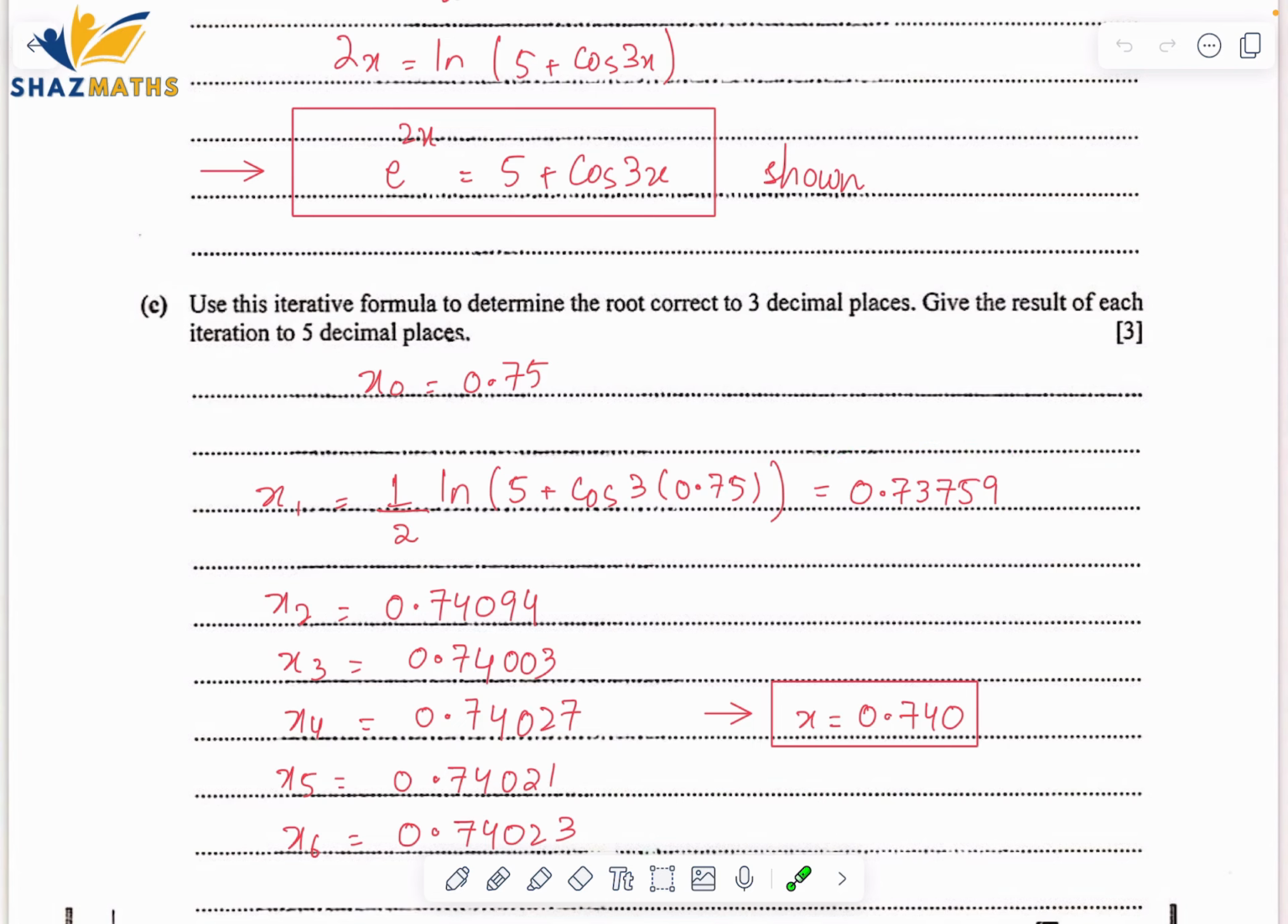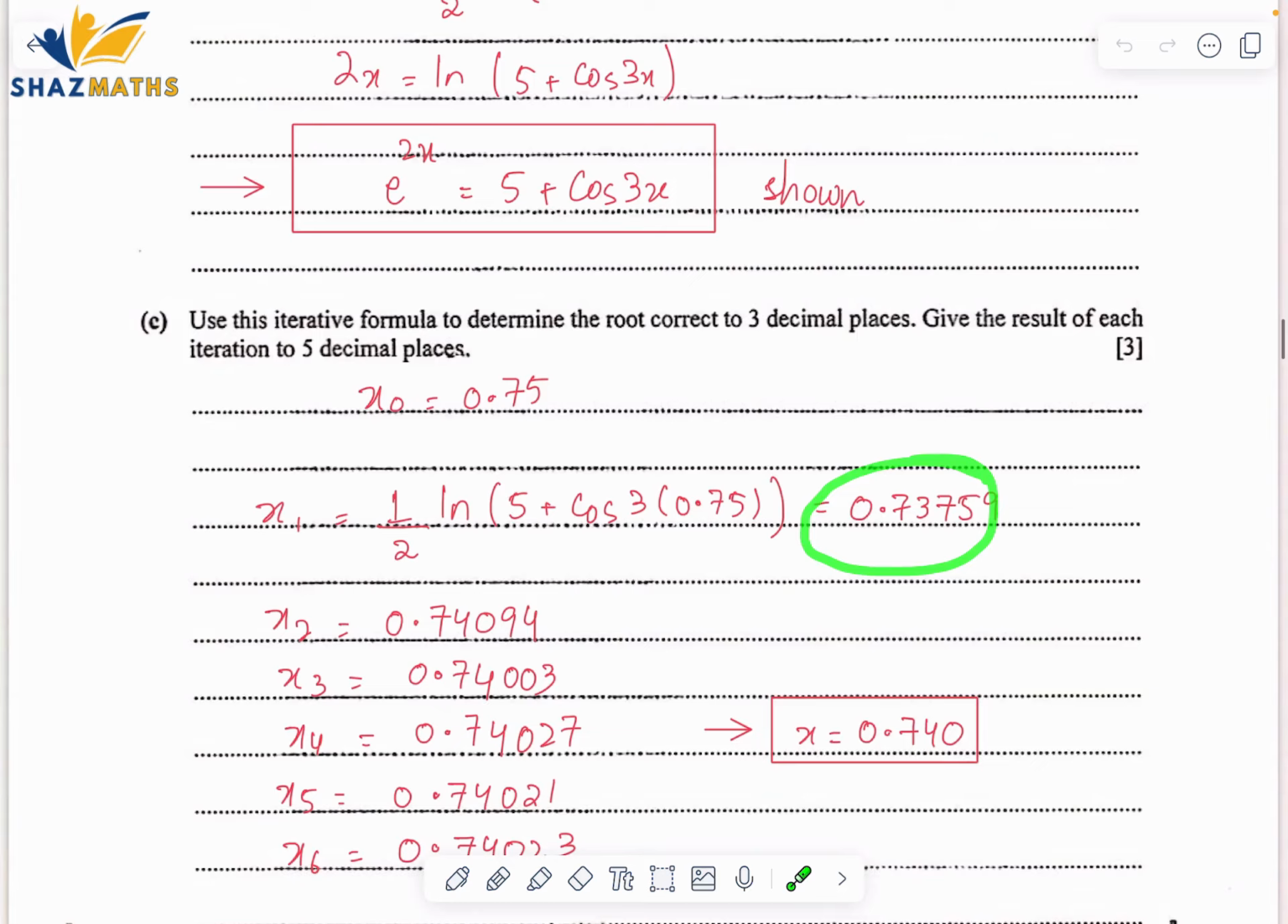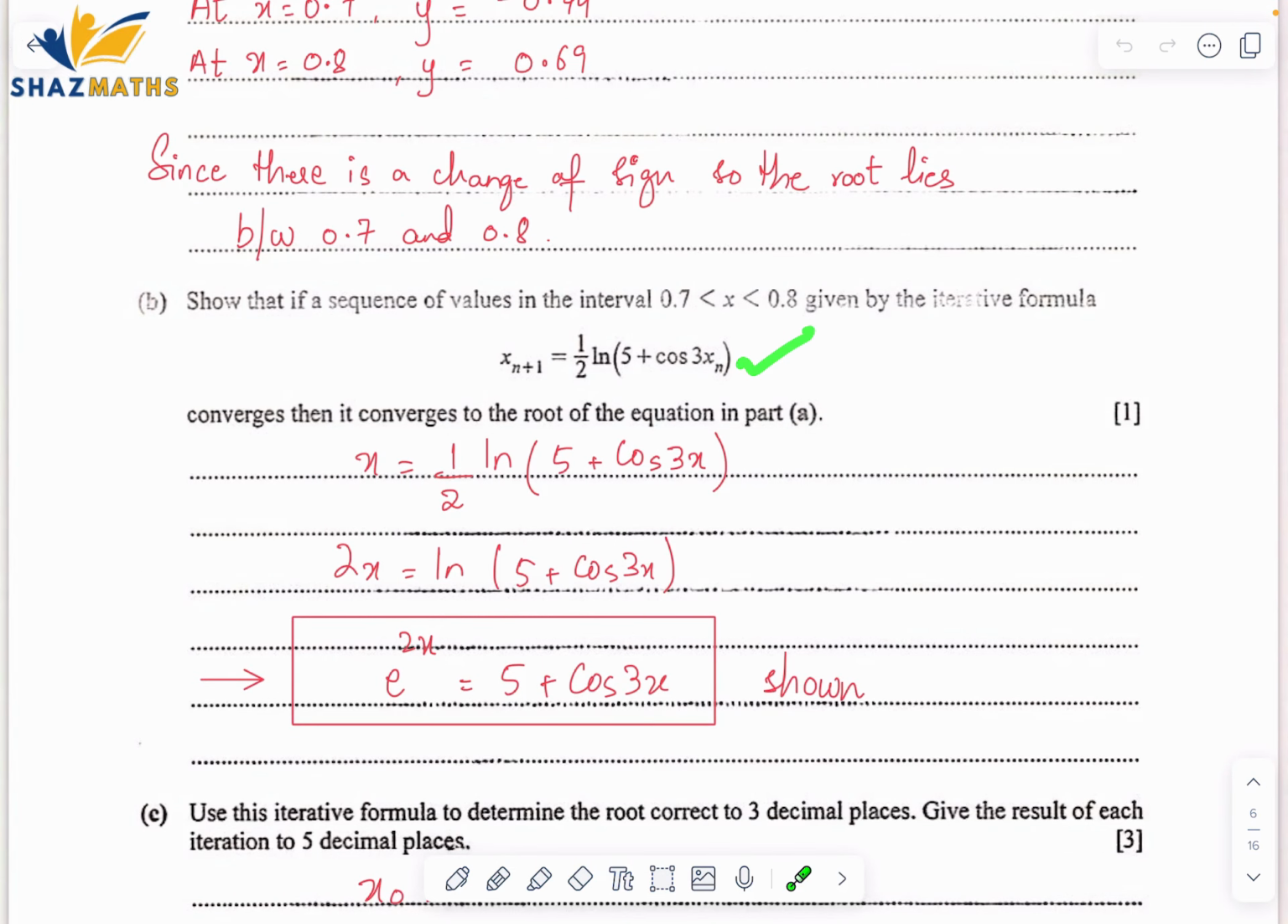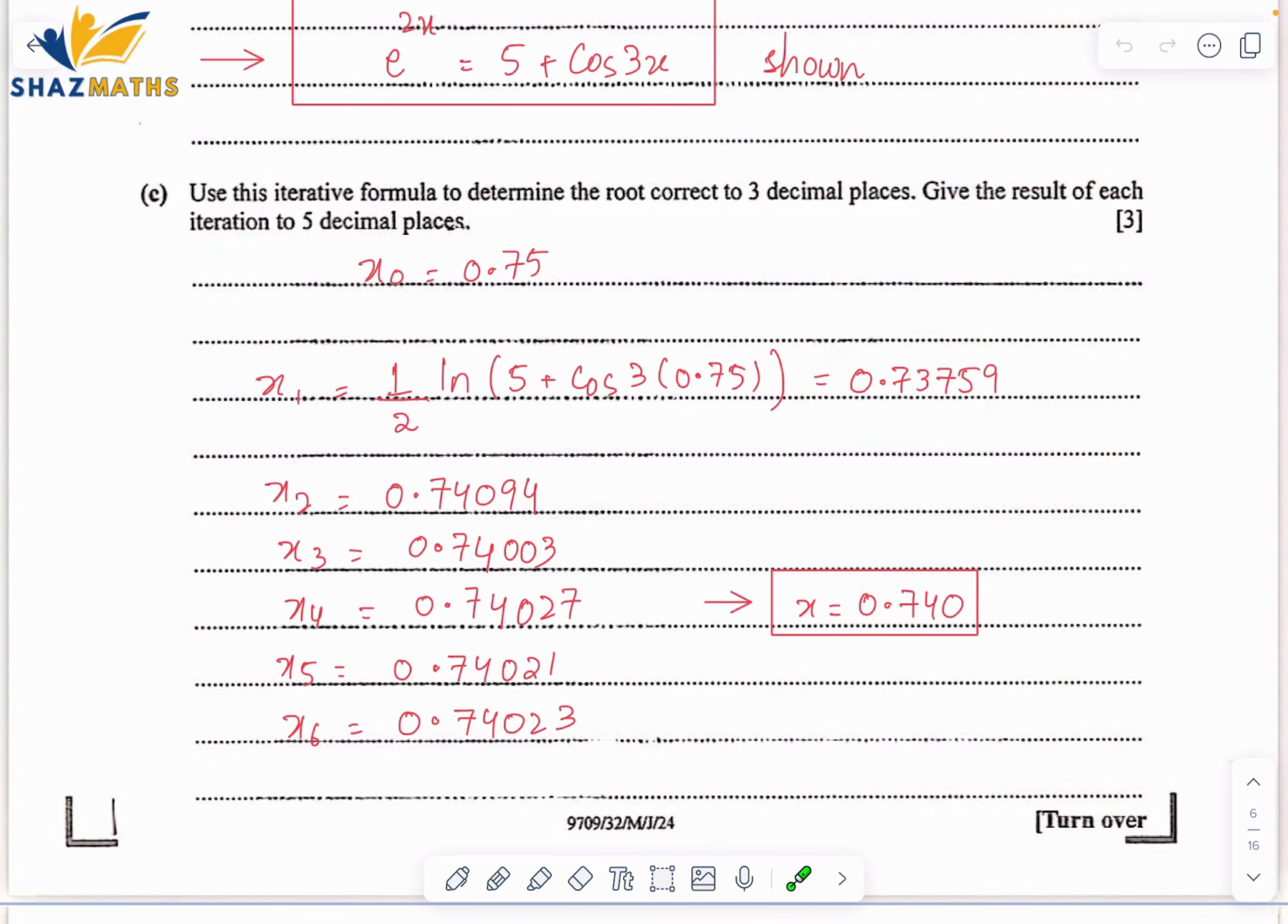In order to calculate the second value, we'll use the first value and put it again back in the iterative formula. The second value will come out to be 0.74094. We'll repeat the process until the values start to come the same. Since the answer required was up to 3 decimal places, our final answer is 0.740.